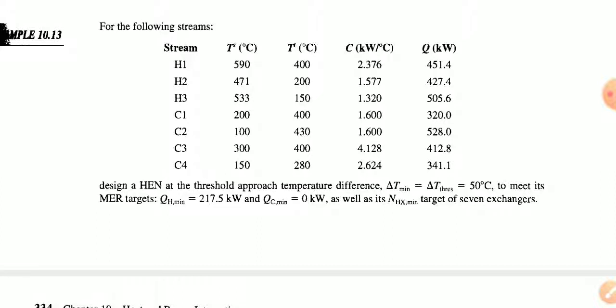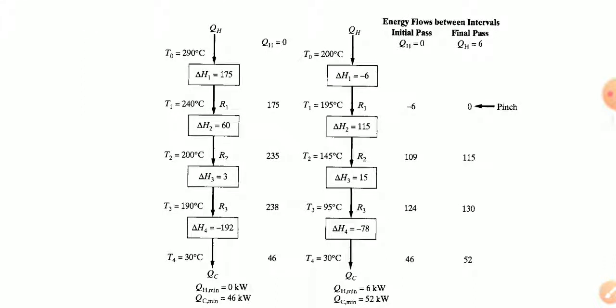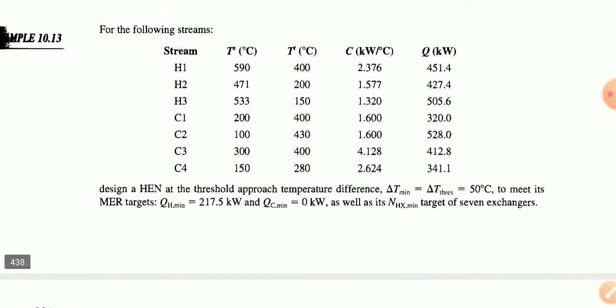The following streams are: hot phase 3 and cold phase 4 type. Then these are the values. This is the data. Now, how to find out the maximum temperature and the minimum temperature. Delta T is 50 degrees Celsius.